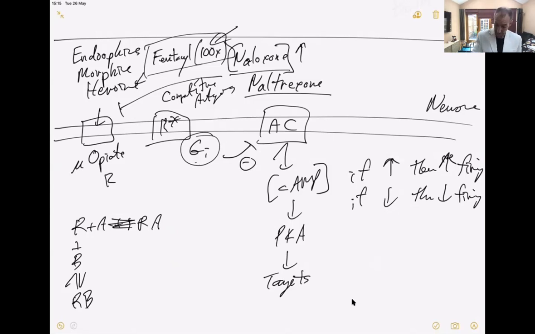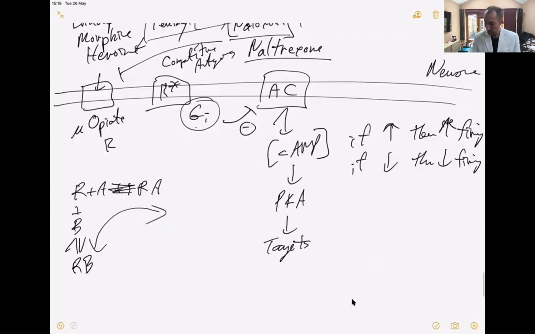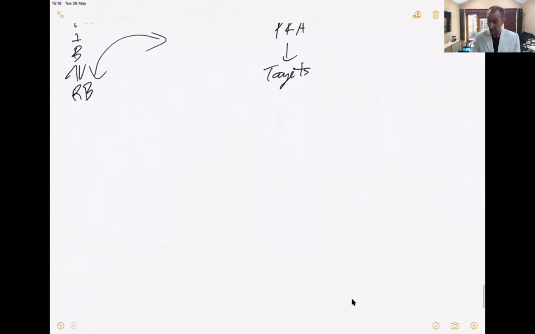Should be able to play that game. You should be able to understand why if one gets metabolized faster than the other, you get this push-pull. I think that is it then. So just in summary, what I've told you about is receptors. Oh, I know what I was going to tell you about.